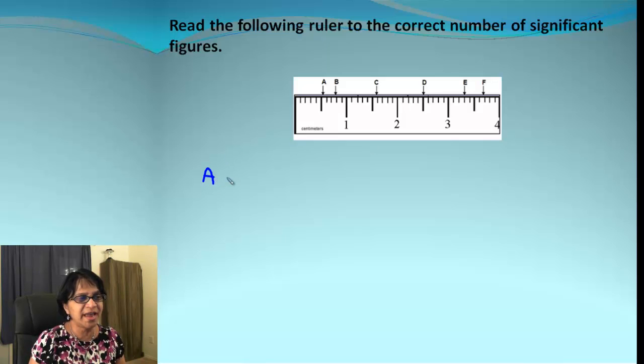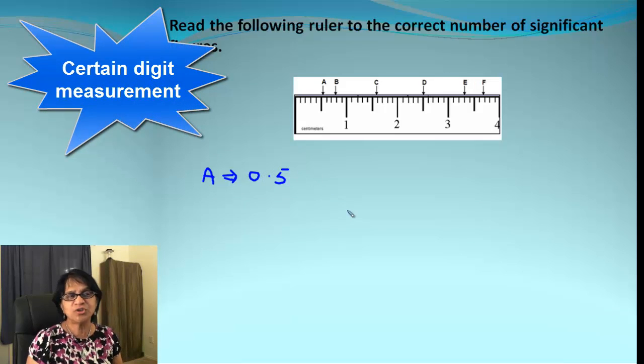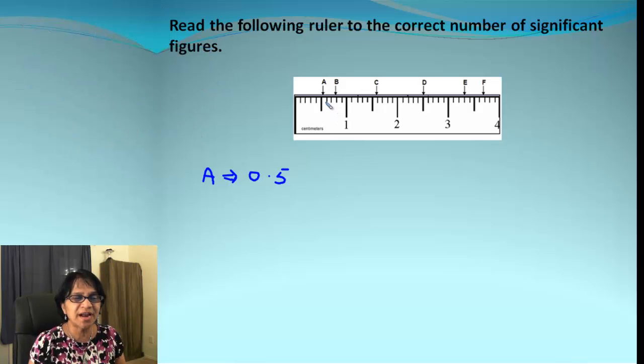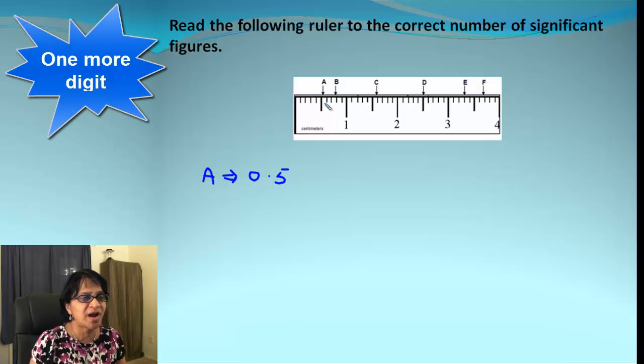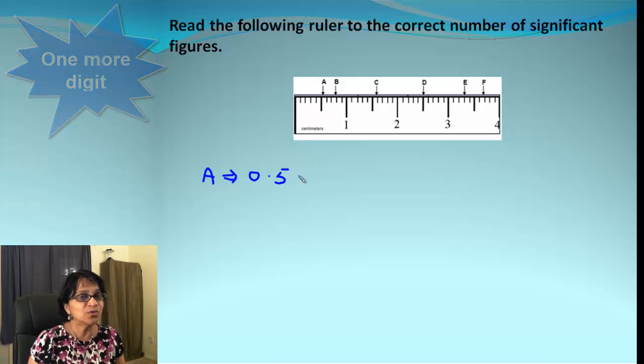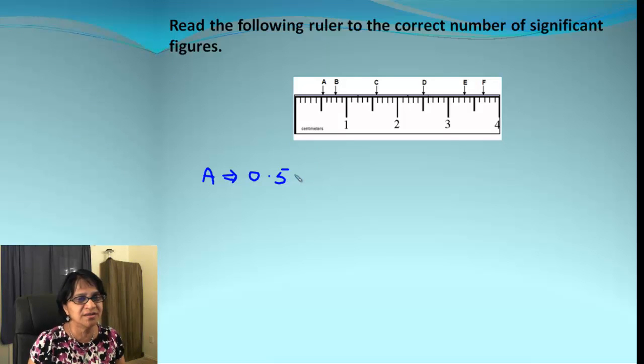If you look carefully, A is between 0.5 and 0.6. So we write down 0.5. We are sure about that reading, the certain digit, and then we need to add one extra digit. For that, we find out, is the marking A closer to 0.5 or 0.6? It's closer to 0.5. So we write our second digit less than 5, and I'm going to estimate that as 3. So 0.53 is the answer for A.